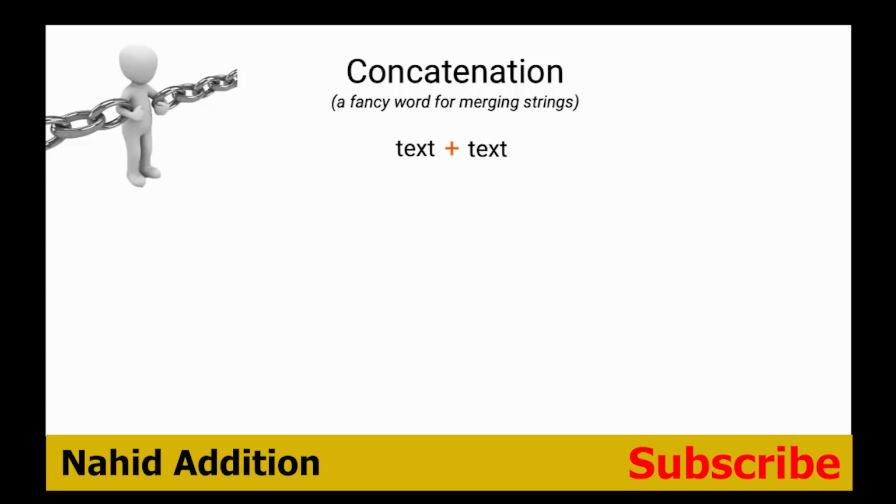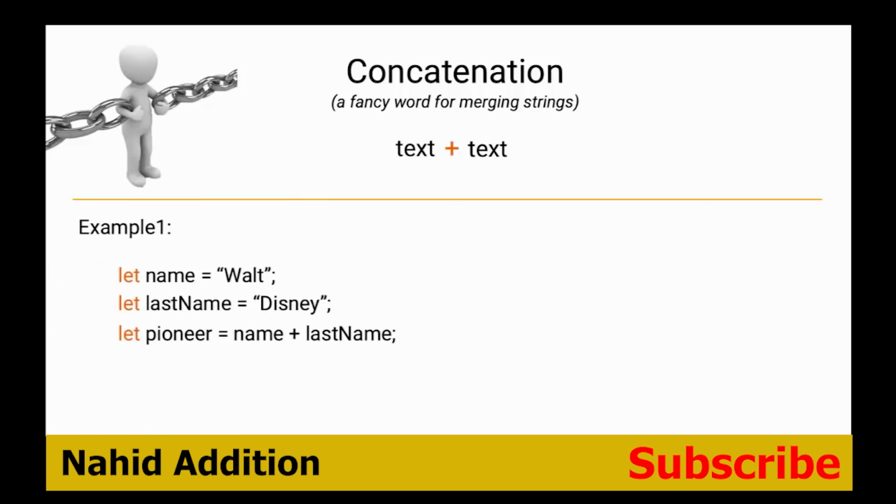So for example, let's say we have the variable name with the value Walt, and the variable last name with the value Disney, and we want to combine name with last name into a single variable called Pioneer. So for that, we do the following. We write name plus last name, and if we output this variable in the console, we're going to get the following, WaltDisney. As you can see, there's no space between the two words.